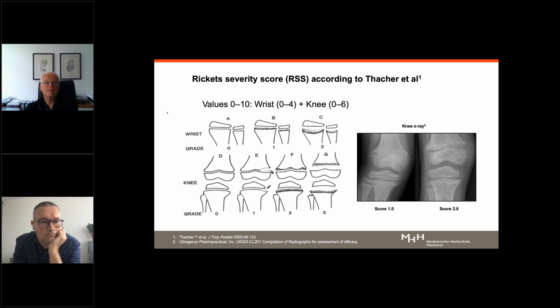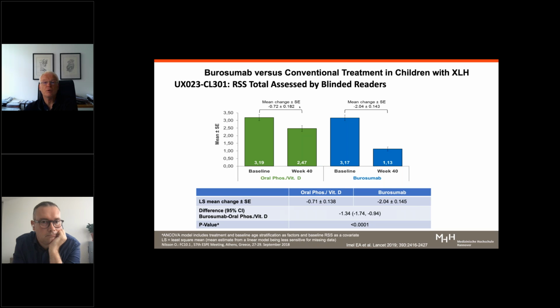They checked the rickets severity score according to Thacher, which is a combination of the signs of rickets, which are just shown here. And usually the patients had to have a score of at least 2, which is really a moderate or severe ongoing hypophosphatemic rickets, despite active vitamin D and phosphate treatment. And having said this, you can see here after 40 weeks that in the patients on burosumab, they have a marked improvement of rickets, whereas in the patients on conventional treatment, there was a little bit of improvement, so maybe better adherence. But in patients on burosumab, the mean rickets severity score was 1. That means there were only mild signs of rickets. So it was very effective.